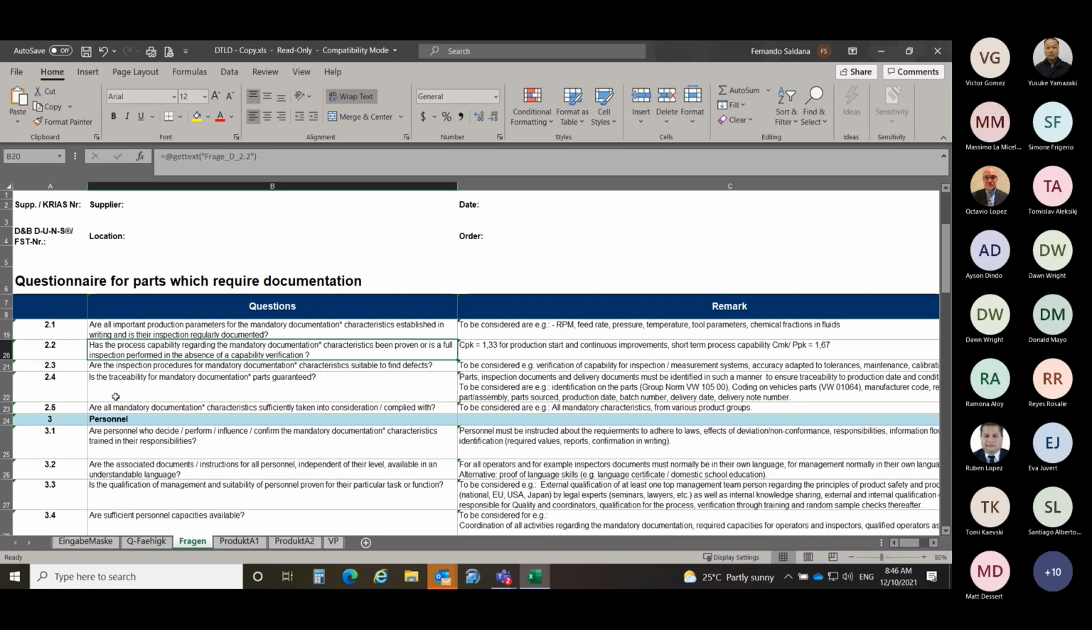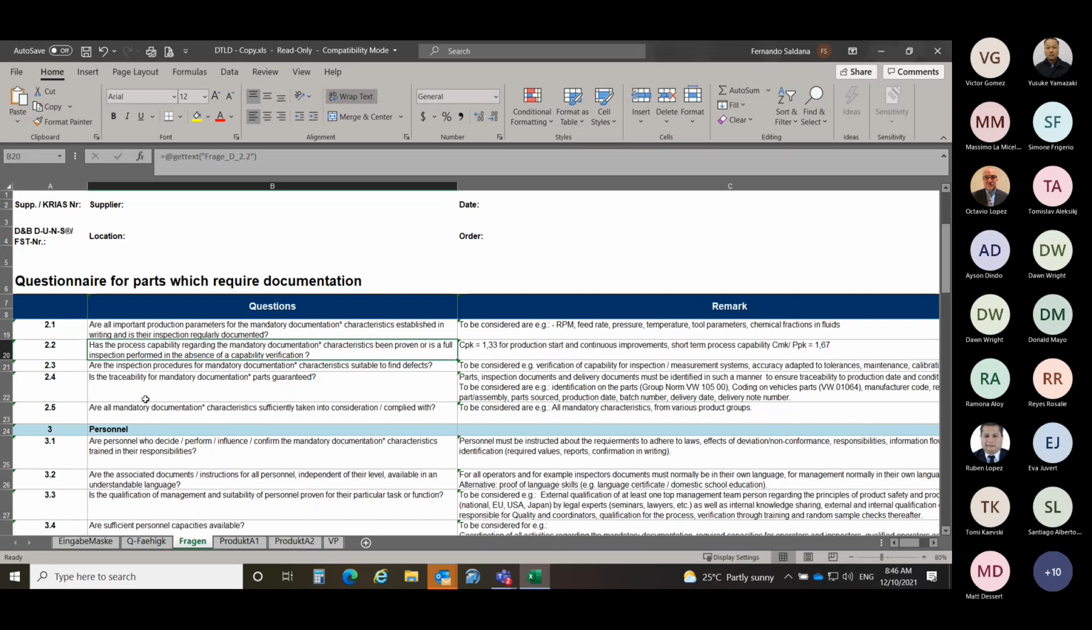2.3 is asking us if the inspection procedures for mandatory documentation are suitable to find defects. This could be MSA, something like this. But yes, we have to question if our inspection methods are suitable to detect defects. The traceability is 2.4: do we have traceability of the parts? That's a key item as well. And 2.5 is if we review all our products, and if we are applying this mandatory documentation requirement to all the groups of products.